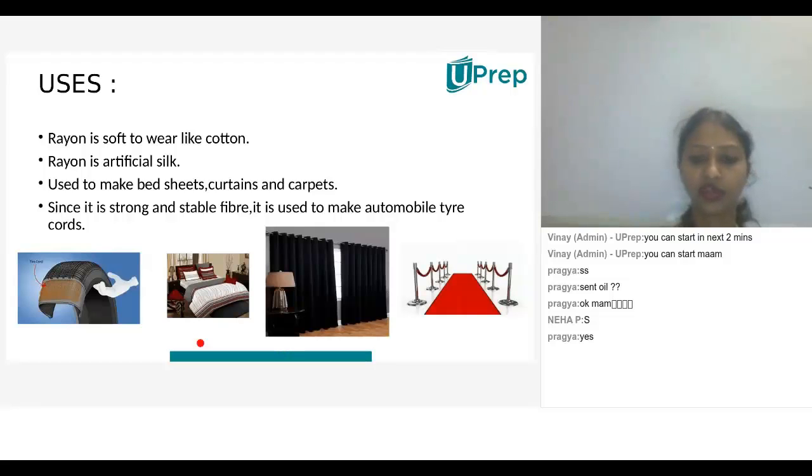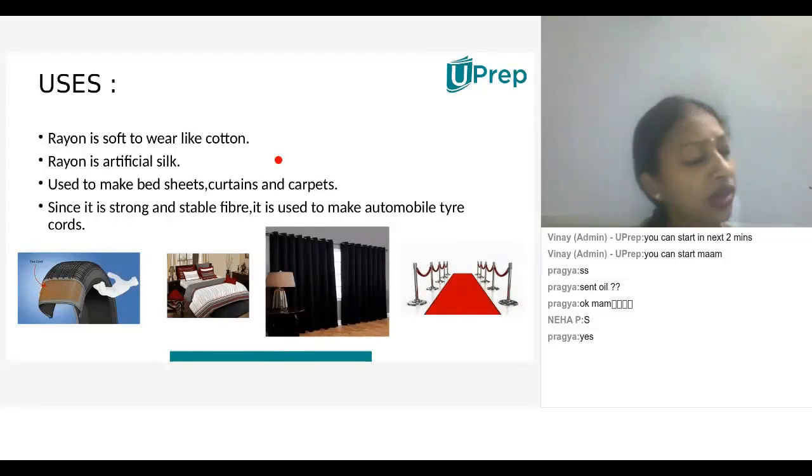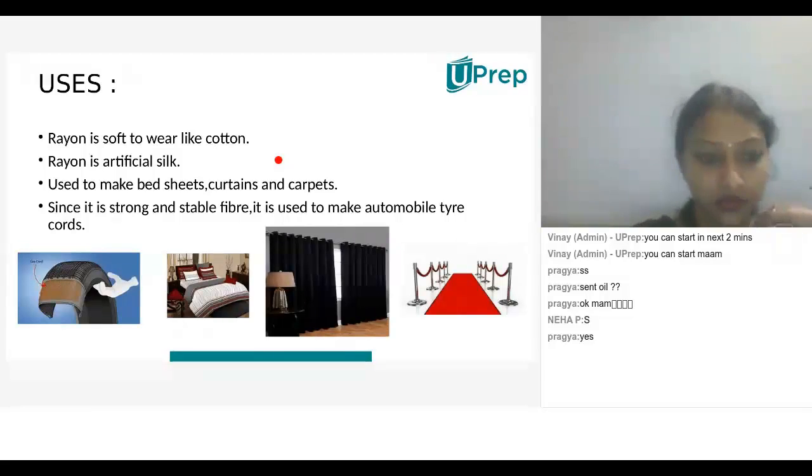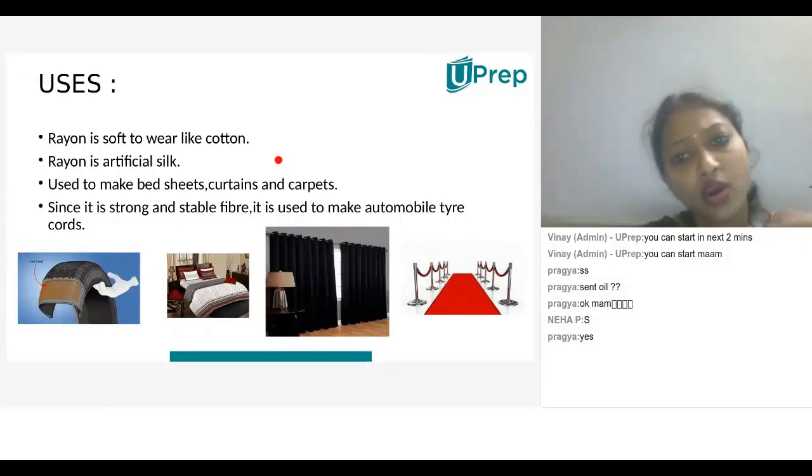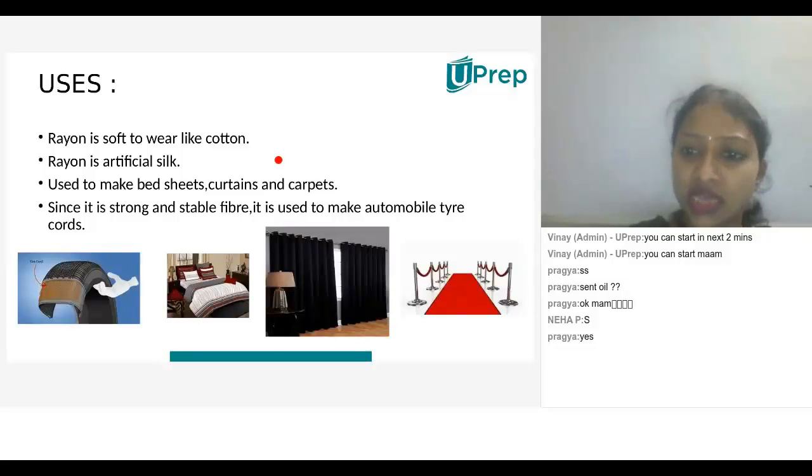What are the properties of rayon, children? Rayon is thick, strong, and a property of rayon is that it is an artificial silk. It is wrinkle resistant, abrasion resistant, and moth free. Understood? It is durable.